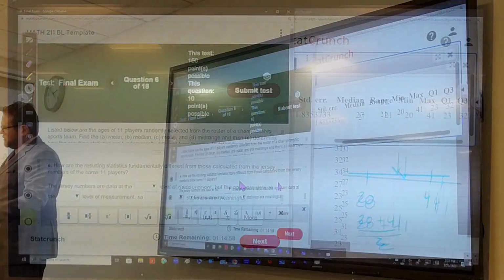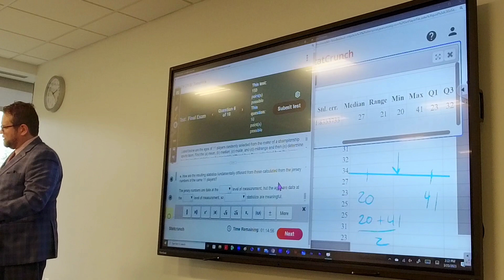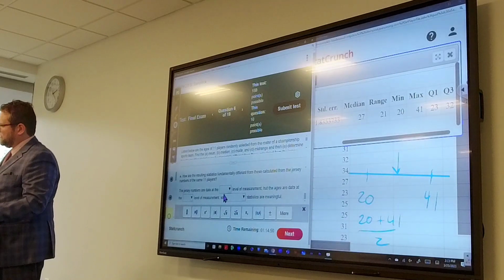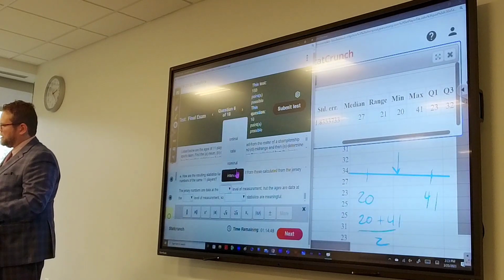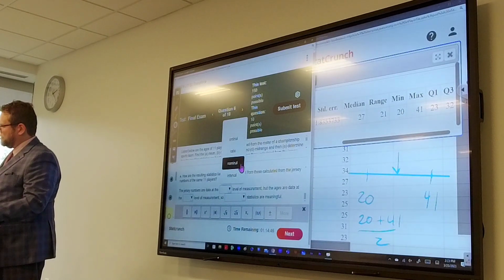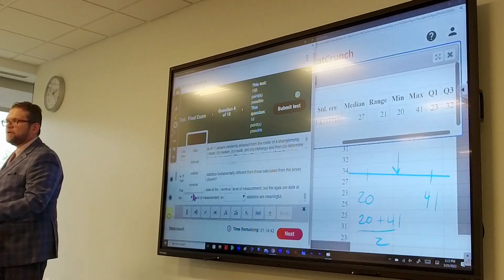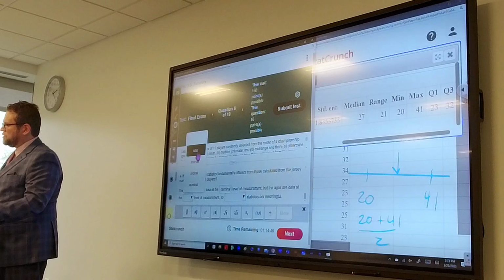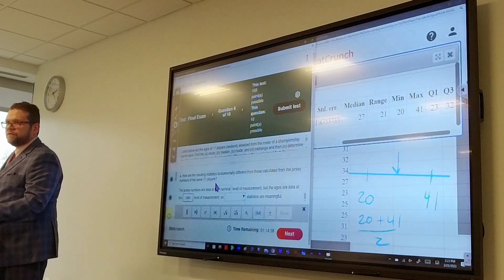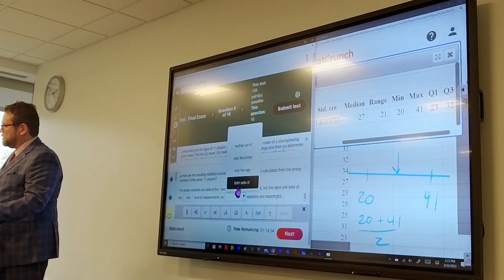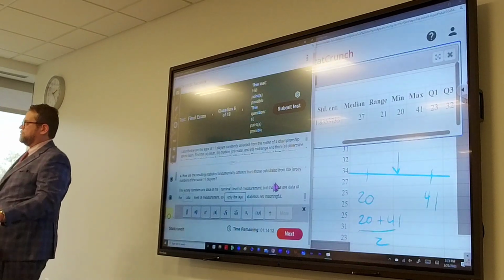How are the resulting statistics fundamentally different from those calculated from the jersey numbers of the same 11 players? Well, the jersey numbers are data at the nominal level of measurement, but the ages are data at the ratio level of measurement. Because your age starts at 0, differences are meaningful. So, only the age statistics are meaningful.